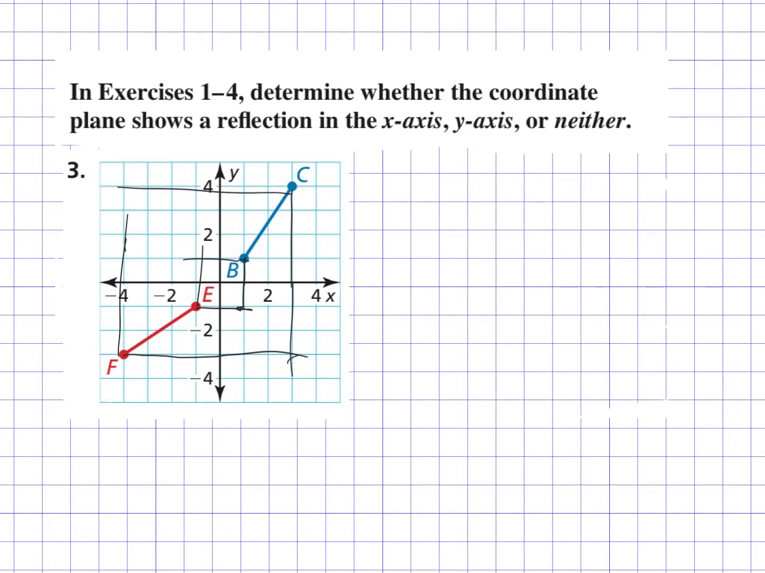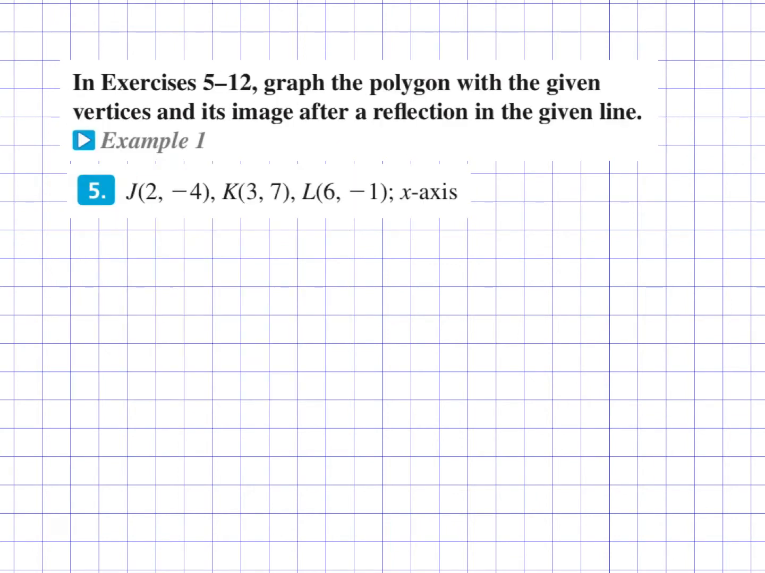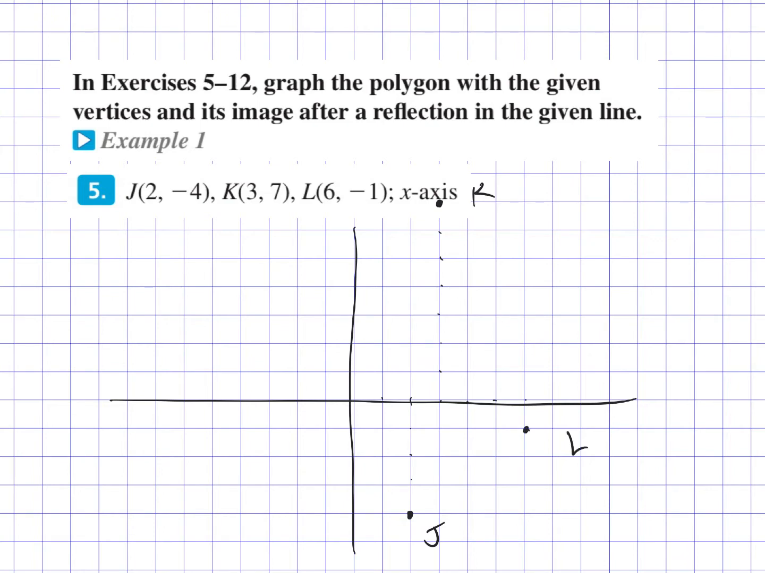Okay, number 5, graph the polygon. So again, let's go ahead and start with a graph. J is (2, -4): 1, 2, 1, 2, 3, 4. K is (3, 7): 3, 1, 2, 3, 4, 5, 6, 7. L is (6, -1): 3, 4, 5, 6, -1. All right, so now that's our picture.